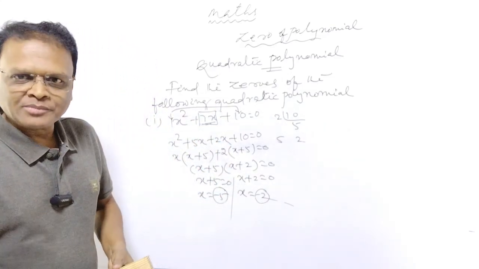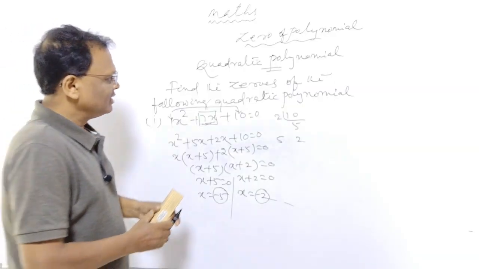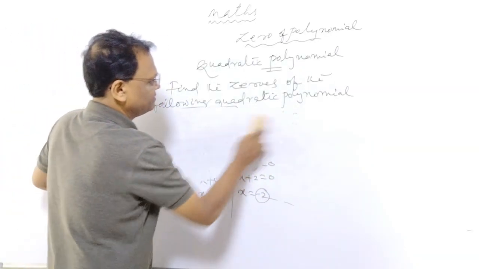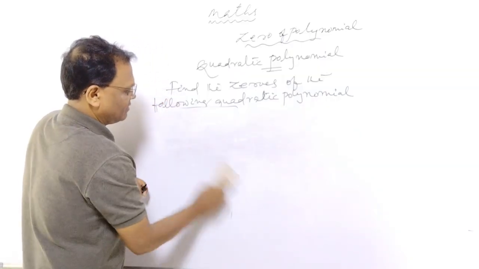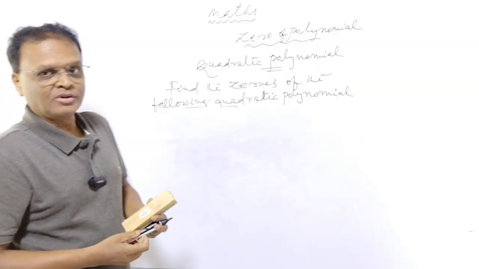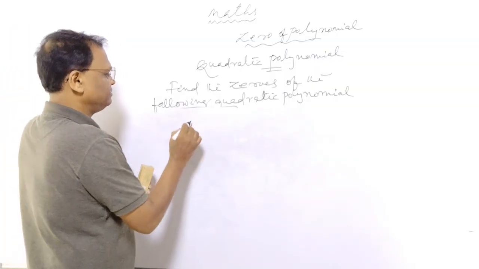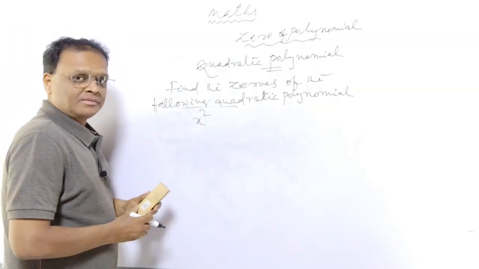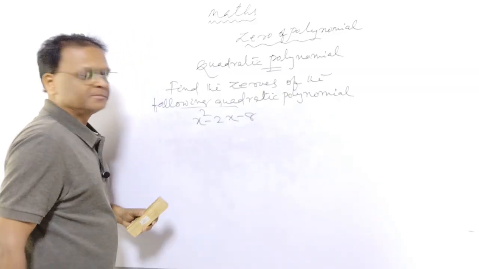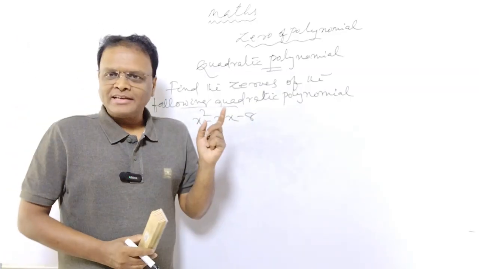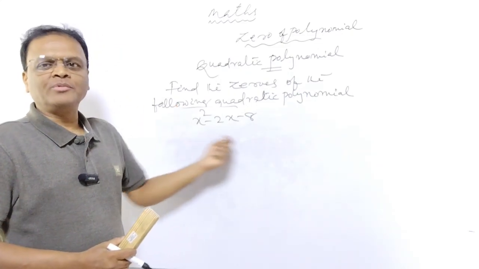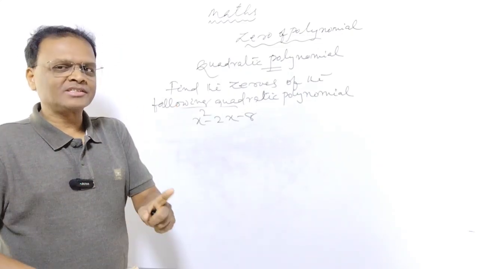Let's discuss one more example. If we discuss one or two examples, you will get clear. Let me take the second one, and after that I will give you questions, you can try yourself. If it is given x square minus 2x minus 8, this is again a quadratic polynomial, but I want to find the zero of this quadratic polynomial. That means again I want to find x.